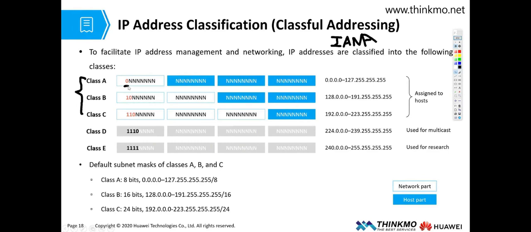So when you remember this in the future, it's actually about this: for an A class address, the first bit must be 0. For a B class address, the first 2 bits must be 10. For a C class address, the first 3 bits must be 110. For a D class address, the first 4 bits must be 1110. And for an E class address, the first 4 bits must be 1111.